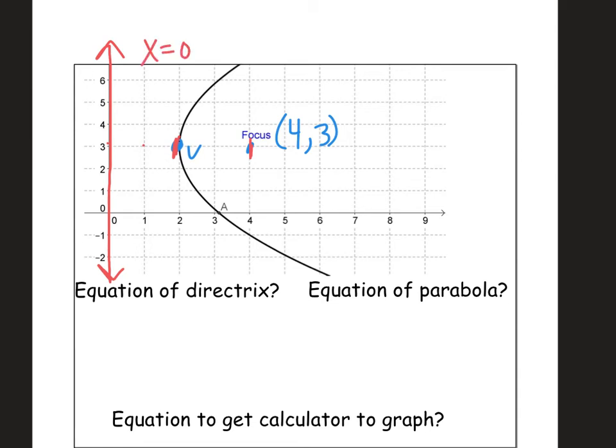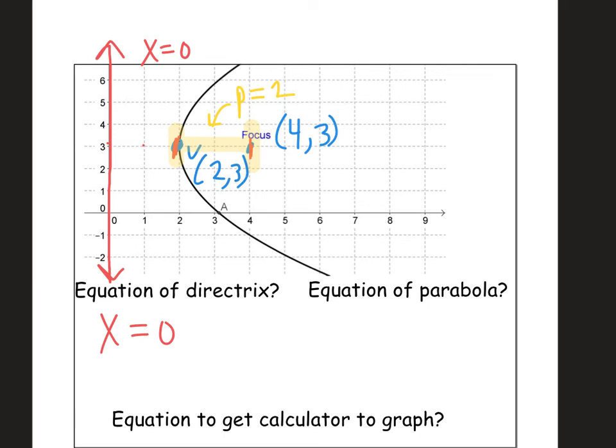In this example also, that distance from there to there, the focal length that we call p, equals 2 for this problem, because we're going to need that in a second. Anyways, let's answer some questions. The directrix is the line x equals 0. We found that just by knowing it had to be the same distance, in the other direction away from the vertex. Our vertex for this example, we found to be (2, 3).